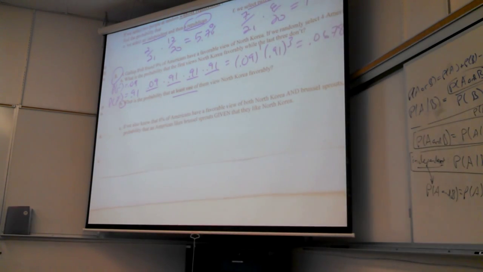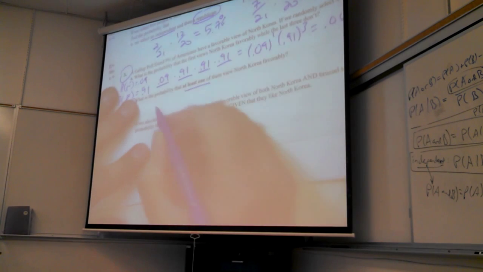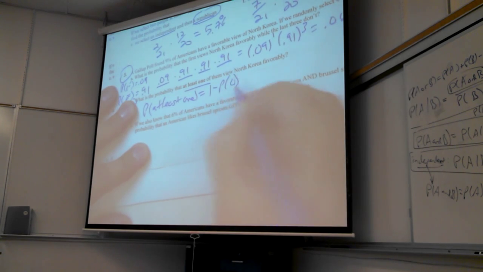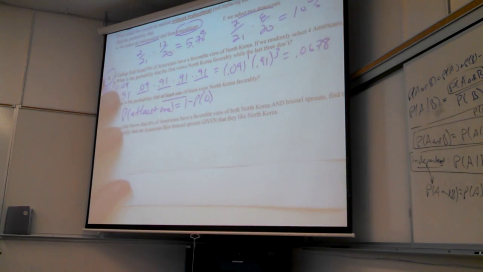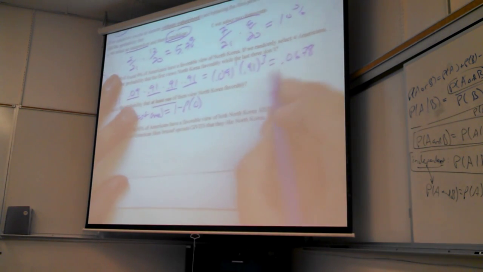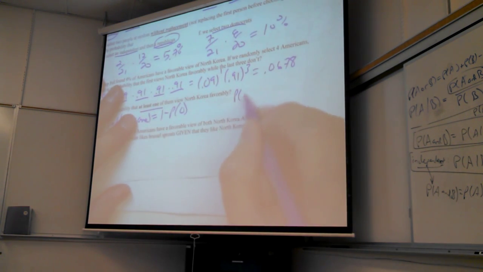So 1 minus, so probability of at least 1 equals 1 minus probability of none. So I want nobody to view North Korea favorably. So what's that going to look like? Let me just calculate that over here. What's probability 0 going to look like?